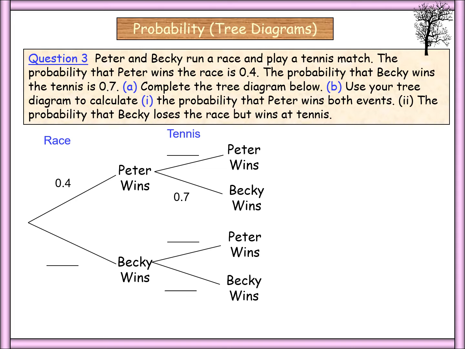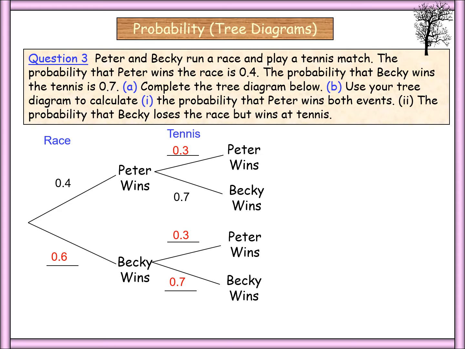Use your tree diagram to calculate the probability that Peter wins both events. The probability that Becky loses the race but wins at tennis. So from here, the probability that Becky wins the race is 1 minus 0.4.